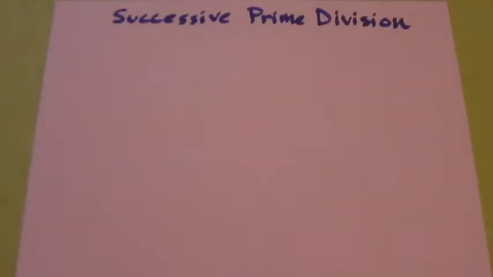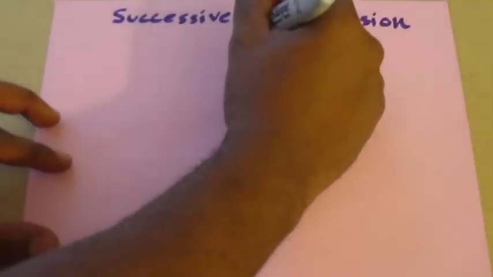Hello, this is Mr. Holman, here today to show you how to do prime factorization by using a method known as successive prime division. So, let's start off with a number. Let's say 84.